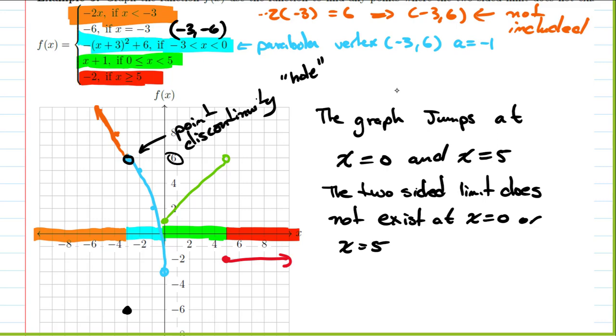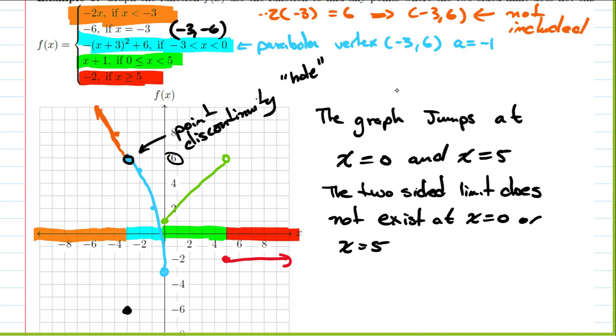So with holes, the two-sided limit will exist. At a jump, the two-sided limit will not exist. So these are the two types of discontinuities that a function can have. It can either jump or it can have a hole.